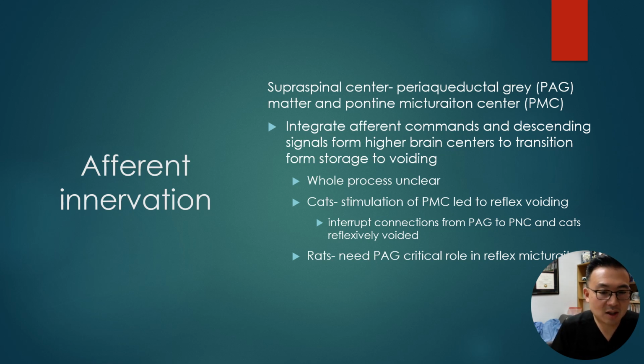So in cats, it's been shown that the stimulation of the pontine micturition center led to reflex voiding. Experiments that interrupt the connections from the periaqueductal gray to the pontine micturition center in cats led to reflexive voiding in the cats. However, in rats, it was shown that the periaqueductal gray plays a critical role in reflex micturition. So the whole process of how the brain integrates the signals really is not clear at this point.